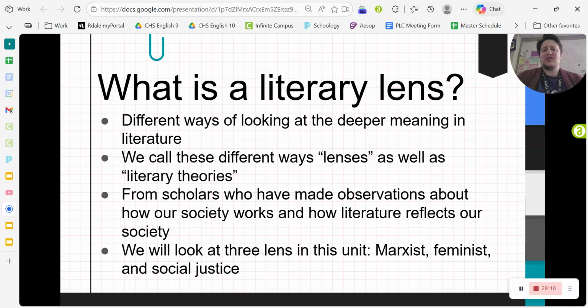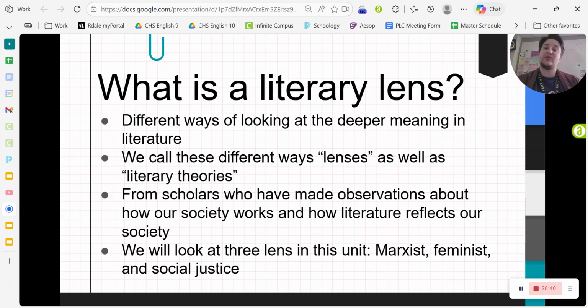society. Because, of course, literature, writing, stories, they don't just appear. They come from people, and people are shaped by societies, and societies are created by people. So, writing in many ways is a reflection of and a commentary on society. So, literary lenses let us focus on different aspects of society to examine literature.